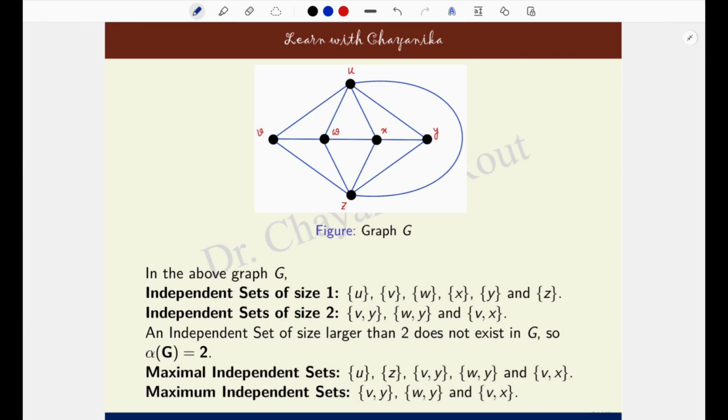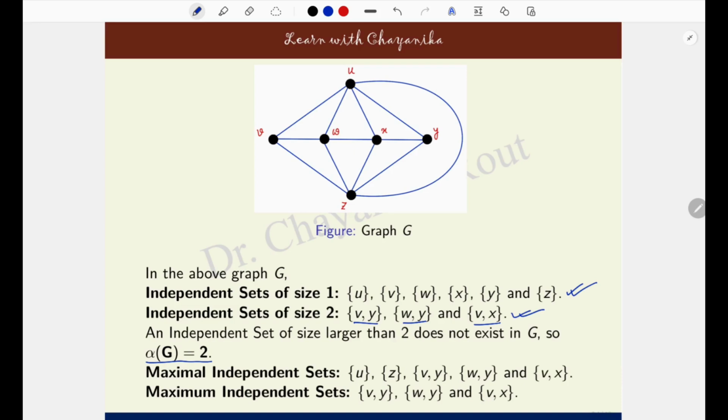So here we have 6 singleton sets as independent sets. After that we have V and Y as an independent set because they are non-adjacent. Similarly, WY and VX are also independent sets. If we observe carefully, there is no independent set of size 3 or more. So the maximum independent sets are those with the maximum cardinality, that is 2, and that makes alpha G, the independence number, 2 as well.